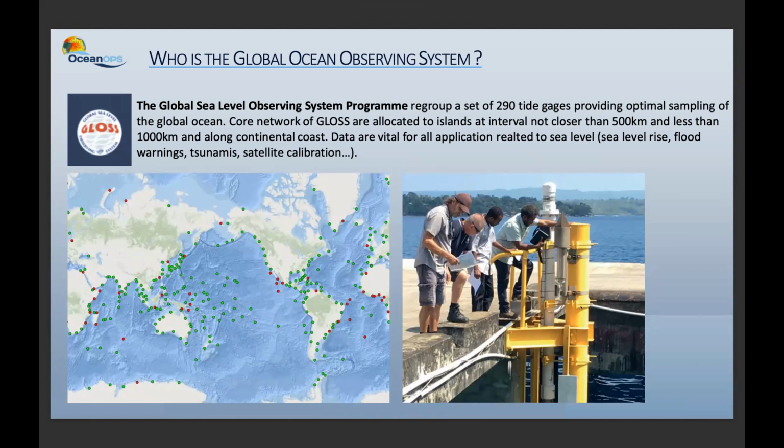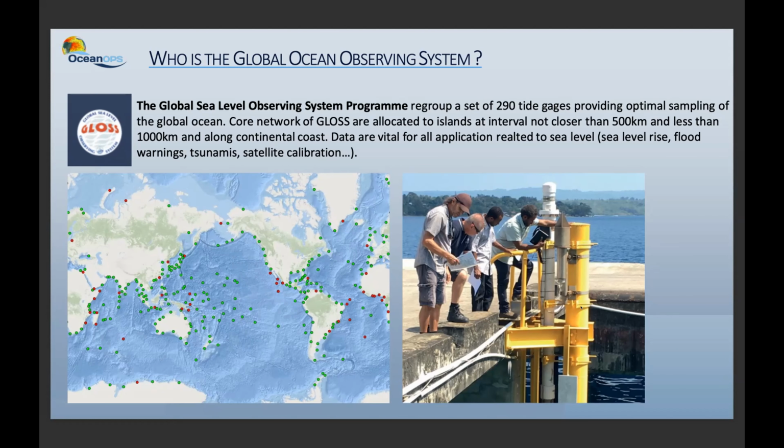And something you may not know, it's the Global Sea Level Observing System Program, the GLOSS, that is capturing the change in sea level in many places in the world. That is, these observations are very useful for many coastal applications like tsunamis or inundation, etc. And satellite calibration, by the way.